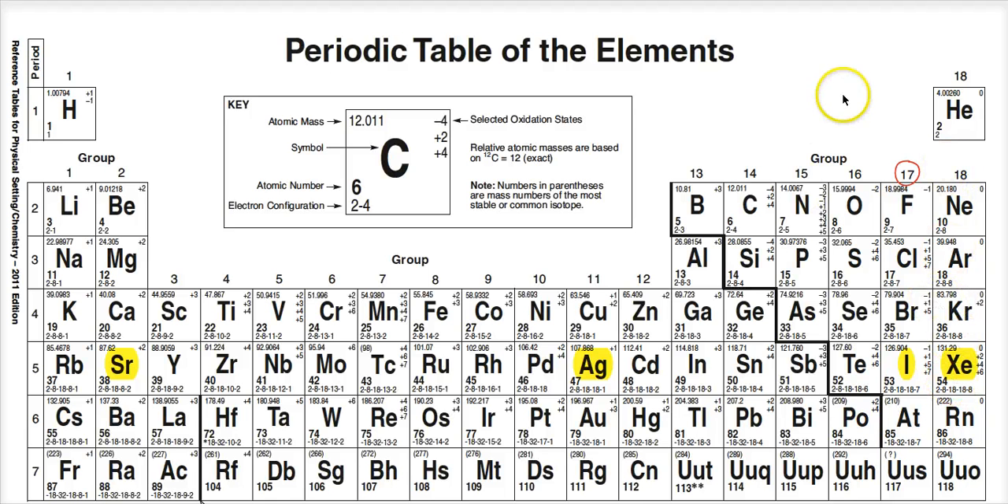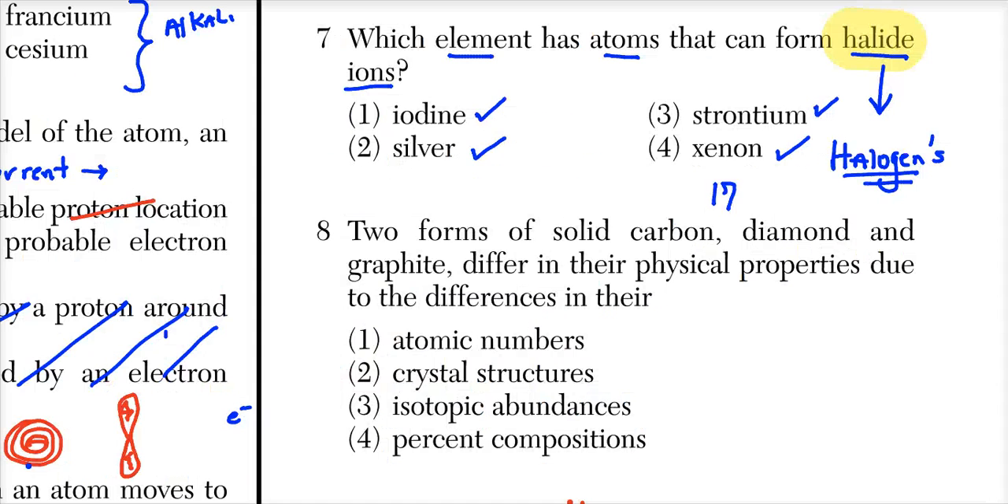So the only choice that can make halide ions with a charge is essentially the only one that's a halogen. I try to make it simpler, but I can't. They're just basically asking you which one is a halogen, and of course, iodine is the only one that's a halogen here. So 7 is choice 1.